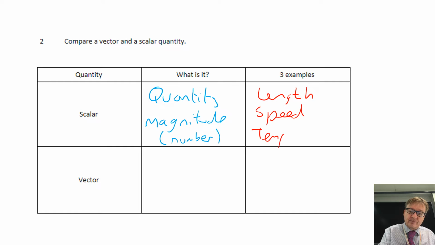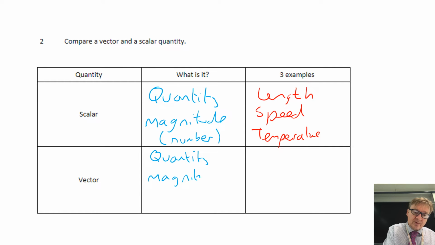Temperature. Temperature is 32 degrees C. Right, again, it's a number with a unit. A vector is again a quantity. So it is a number, but it has a magnitude, and also direction.